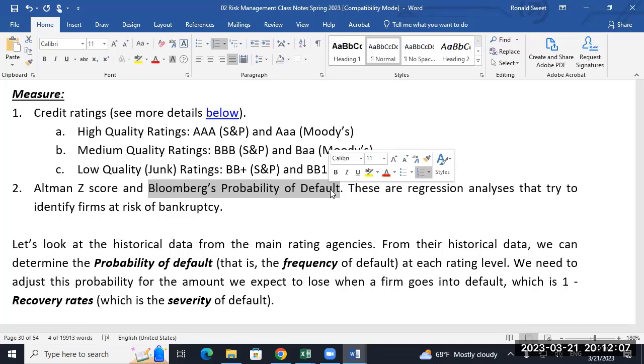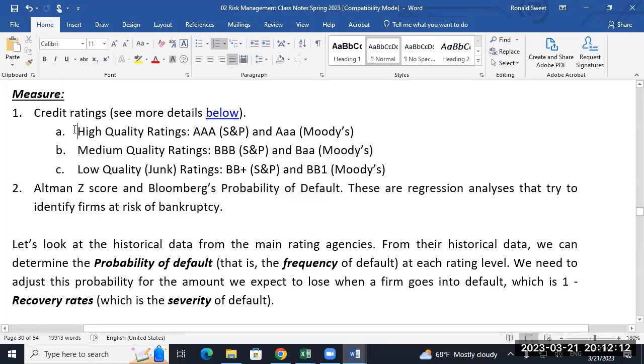It doesn't have to be correlation to the rating agencies. The advantage of the rating agencies is that they actually go and visit the firm, interview management. They do a lot more than just quantitative. So it's a little bit more extensive. The downside of rating agencies is that they're paid.